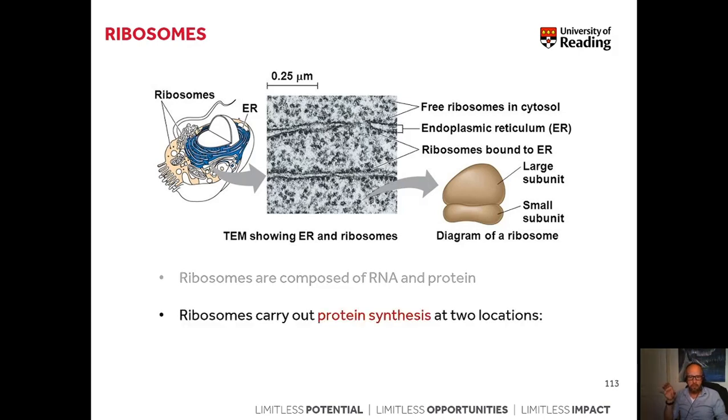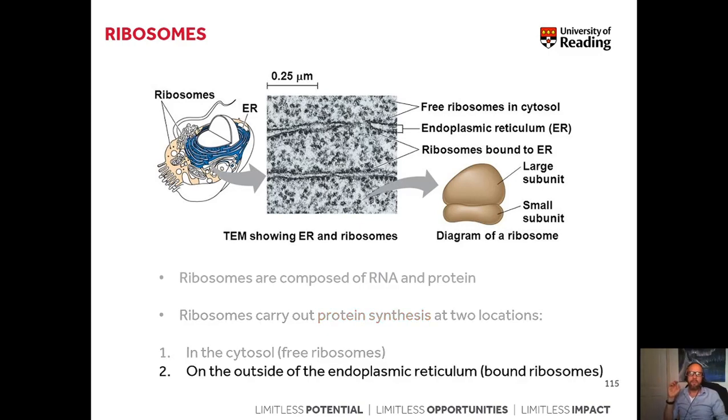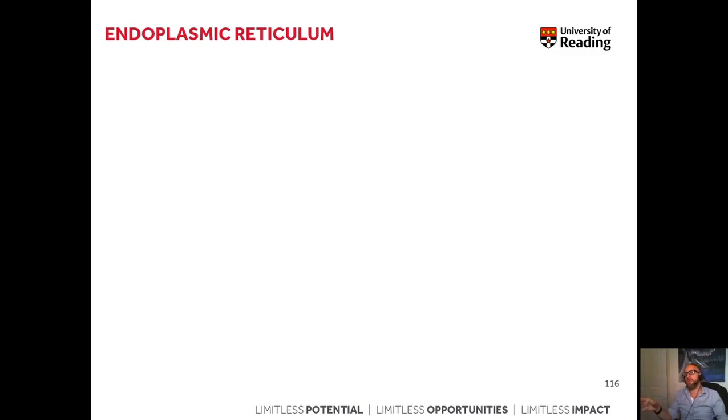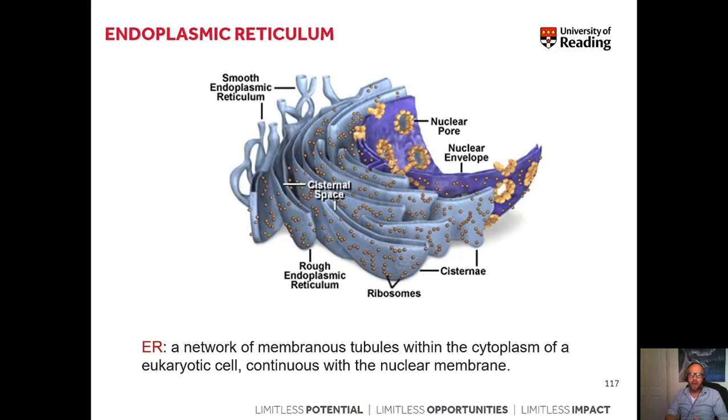They carry out the protein synthesis at two locations within the cell. They do it in the cytosol as free ribosomes. However, most ribosomes are present on the outside of the endoplasmic reticulum. Those are bound ribosomes. So what does the endoplasmic reticulum look like? The reticulum is a network of membranes or membranous tubules within the cytoplasm of a eukaryotic cell, and they are attached to the nuclear membrane, which you can see here quite nicely. So most of those ribosomes producing proteins can be found there.